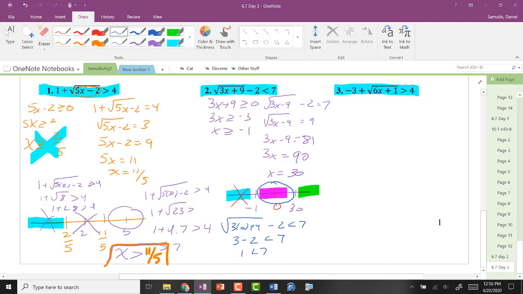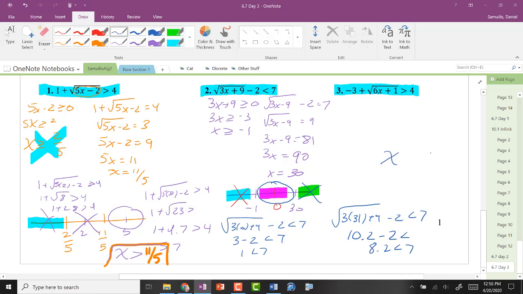Okay, if we check beyond 24, maybe you already assumed it's not going to work because I need numbers that are less than 7. So if you pick, say, 31, I'll erase this part over here. The square root of 3 times 31 plus 9, minus 2, is less than 7. So 31 times 3 is 93, plus 9 is 102. The square root is about 10.2-ish, minus 2, that's going to give me 8.2. That does not work.